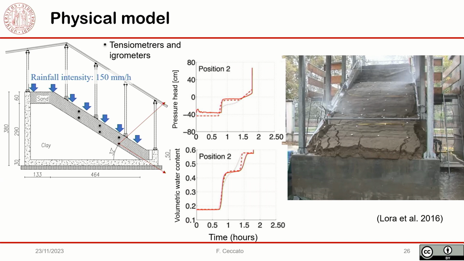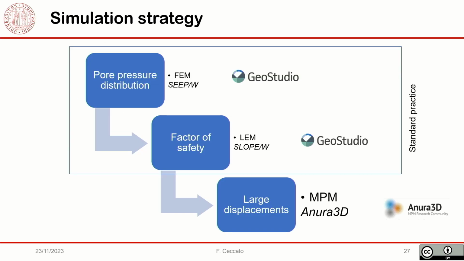So the standard practice of analyzing this kind of problem, this physical test, is to first calculate the pressure distribution with the seepage analysis, let's say with Plaxis, FLAC, or here, for example, we used GeoStudio, SEEP/W. Then you use your stress distribution and pressure distribution to calculate the factor of safety, maybe with the strength reduction method with FEM or with the limit equilibrium method with GeoStudio. And then you know that when the factor of safety is more or less 1, you are at the limit equilibrium and the slope will fail. And this is standard practice.